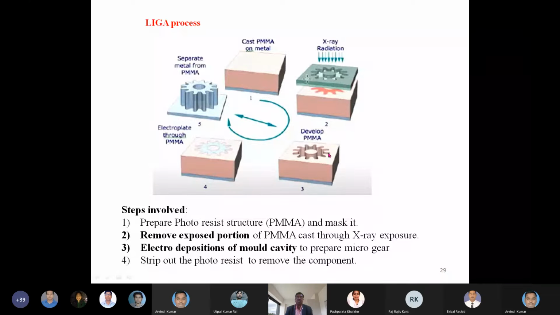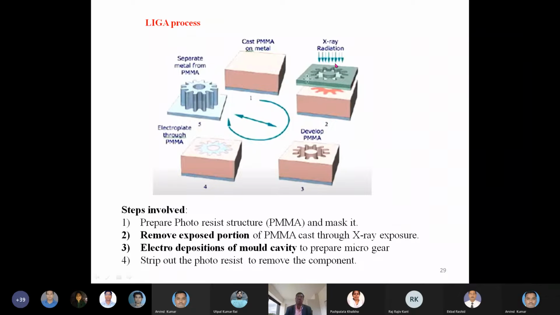This substrate, which has a generated cavity, becomes the mold, and this mold is used for preparing the gear by an electroplating method. Whenever electroplating is carried out to fill the mold cavity with metal, the cavity is completely filled. Now we only have to remove the substrate, and finally we will have gears like this. So we need to prepare a photoresist structure, that is a PMMA structure, mask it, and allow the X-ray exposure.